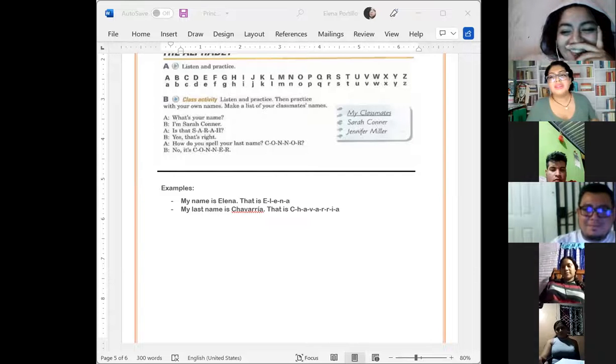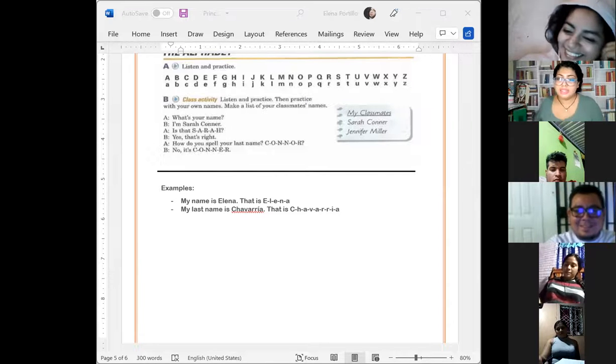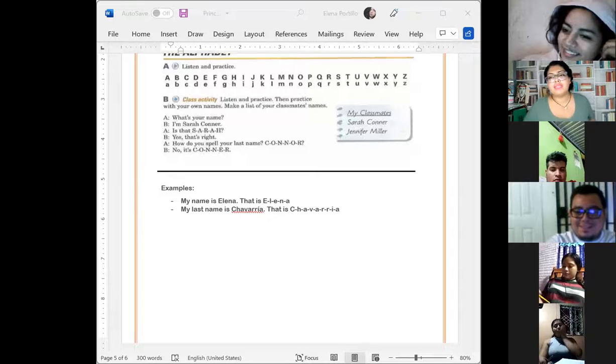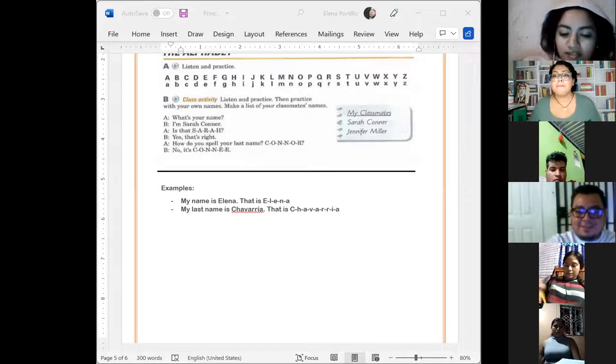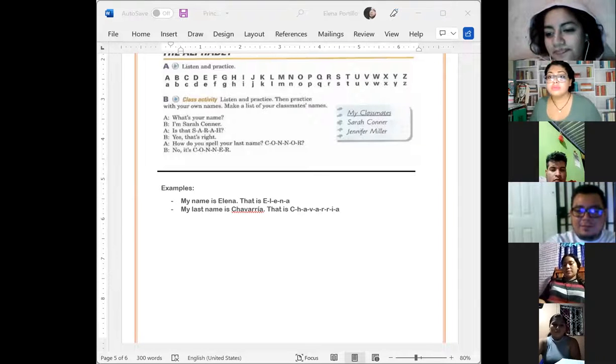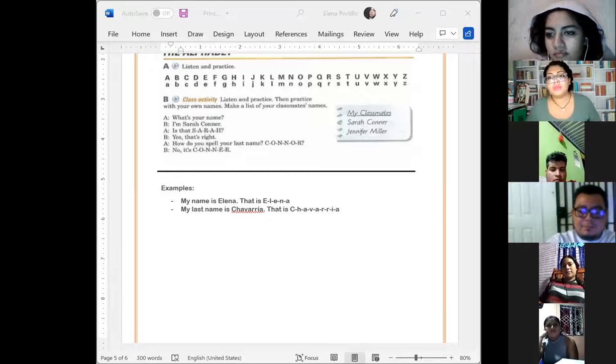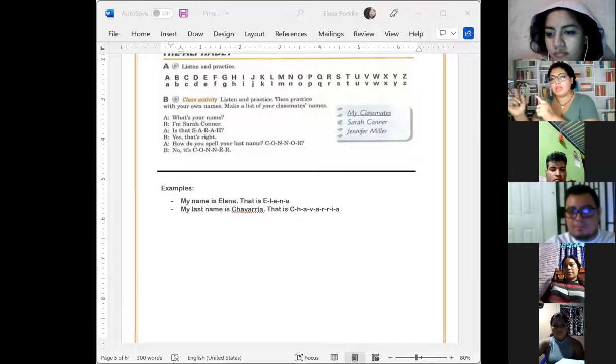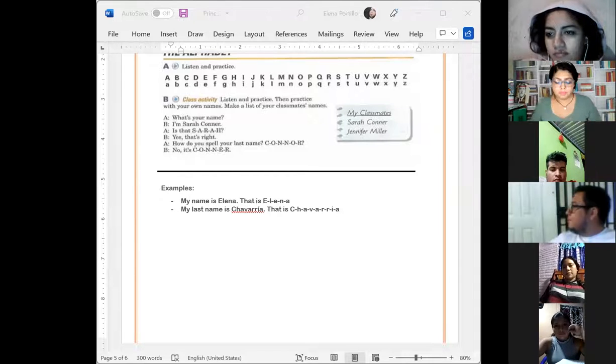Buenas noches. Okay, let's begin with the practice. Podemos comenzar con la práctica. Solo una consulta. ¿Es necesario que haga el deletreo y al final de deletrear la pronuncia, diga el nombre que deletree? Si quiere, puede decir primero el nombre y luego hace el deletreo para que así sepamos cuál nombre es el que va a decir y vayamos viendo las letras que va a ir diciendo. Ah, ok, muy bien. Comienzo entonces.